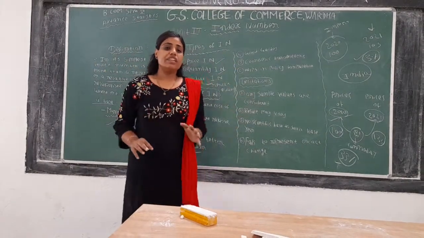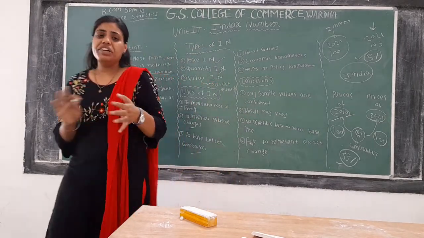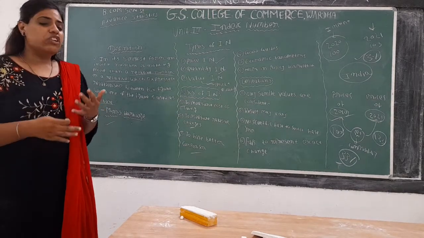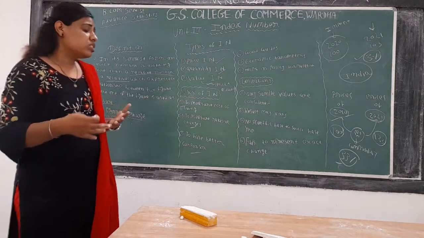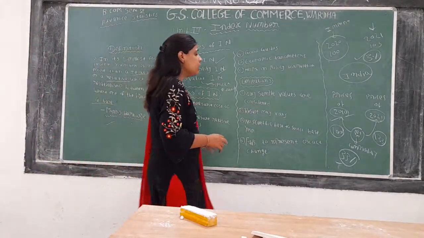comparing cost of living in two countries, or comparing industrial production in two different years, or comparing industrial production in the period of 10 years. For computing all those things, for comparing all those things, the concept of index number can be used.